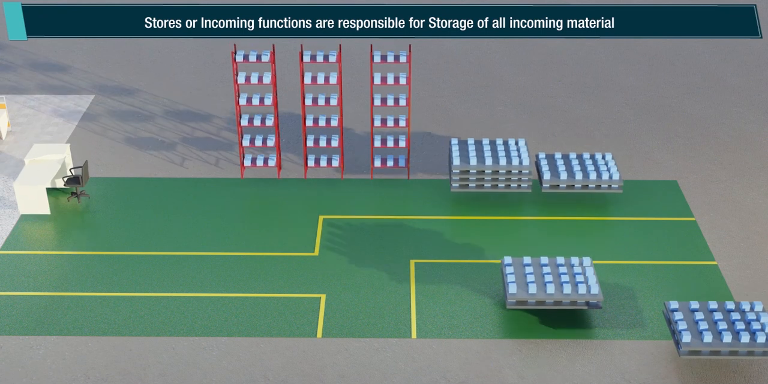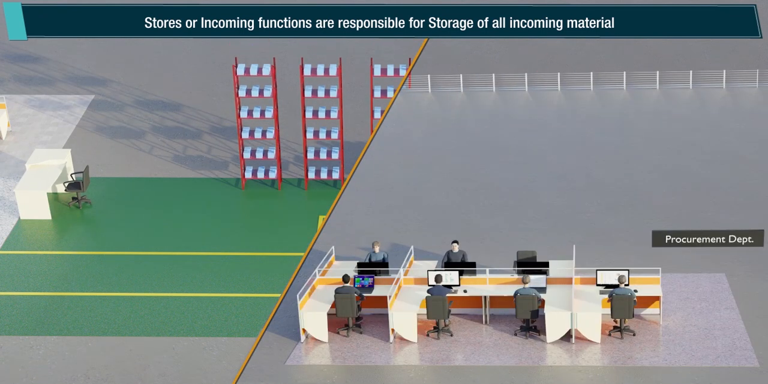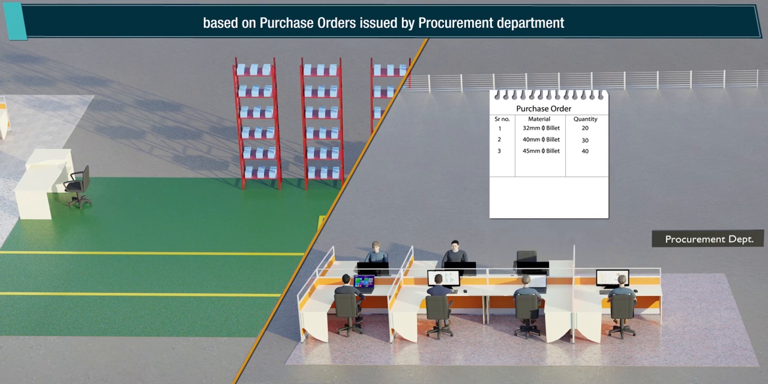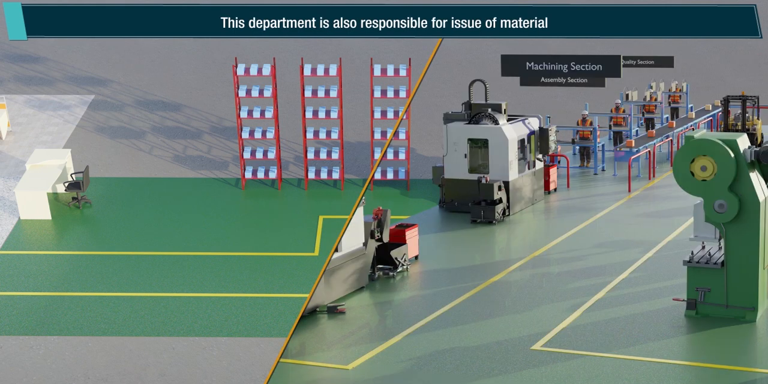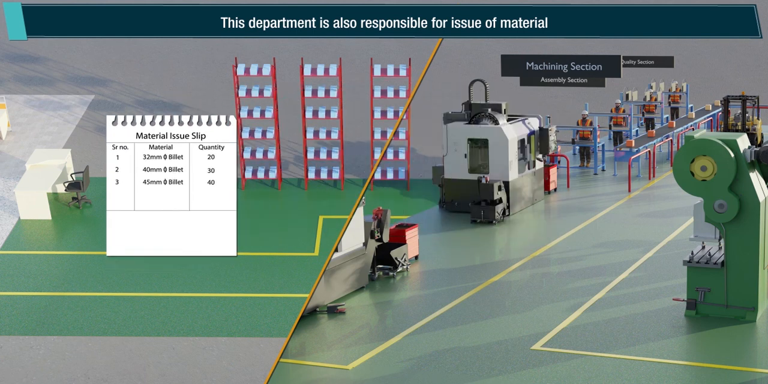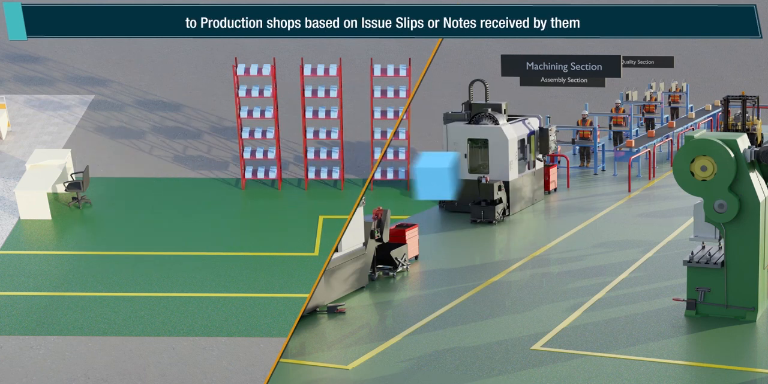Stores or incoming functions are responsible for storage of all incoming material based on purchase orders issued by the Procurement Department. Such stores are generally called incoming goods stores. This department is also responsible for issue of material to production shops based on issue slips or notes received by them.